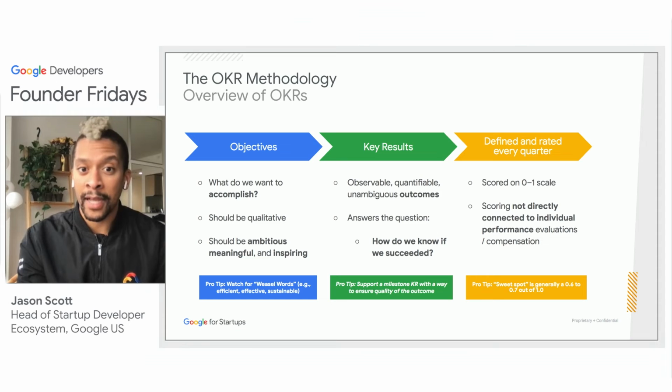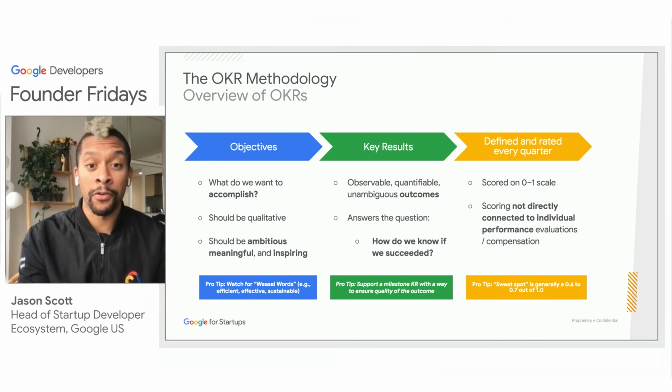On the key results side, again, you want them to be observable, quantifiable, and lack ambiguity in terms of the outcome and how you're going to measure the achievement of that outcome. And they should ultimately answer the question, how do we know if we've succeeded in achieving our objective? Or what is our best hypothesis in this experiment of OKRs that will answer that question?